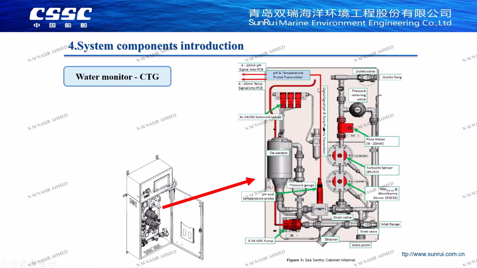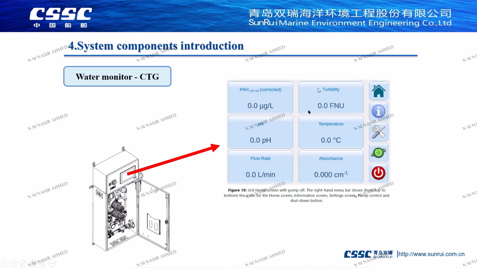And that includes our safety drain line, which is depressurized. And then there's some compressed air. Compressed air can be used to purge the sensor. This is the screen panel interface of CTG, which shows pH, turbidity, pH, temperature, and flow rate.